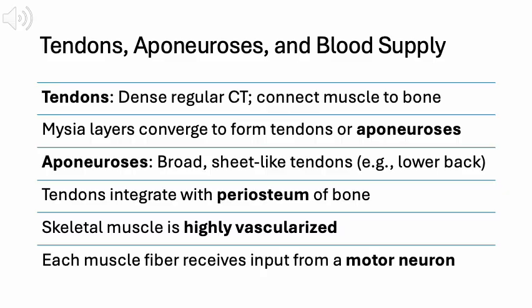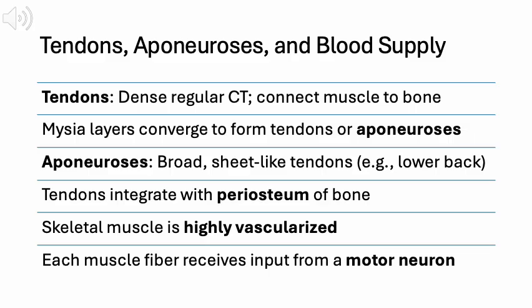Skeletal muscles don't work in isolation. They need strong connective tissues to transfer the force of contraction to bones. Tendons are rope-like cords of dense, regular connective tissue that anchor muscle to bone, while aponeuroses are sheet-like structures that serve the same purpose in broader regions, such as the abdominal wall. Both structures are continuous with the mysia and the periosteum of bones, ensuring smooth force transmission.